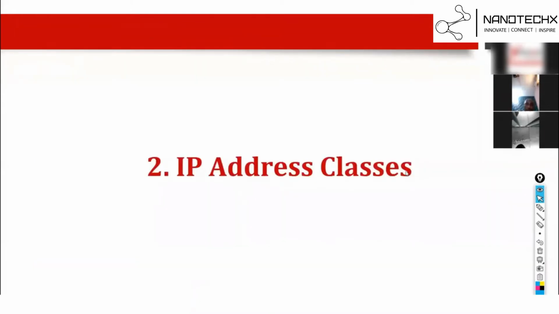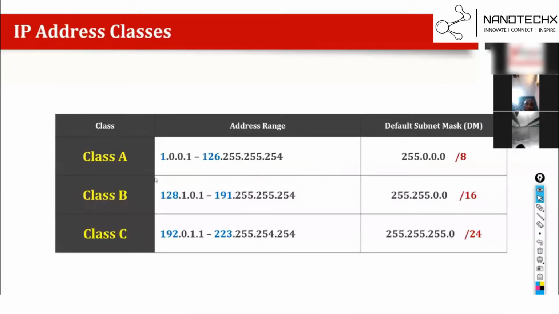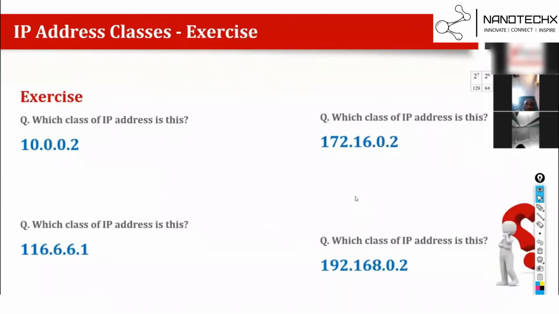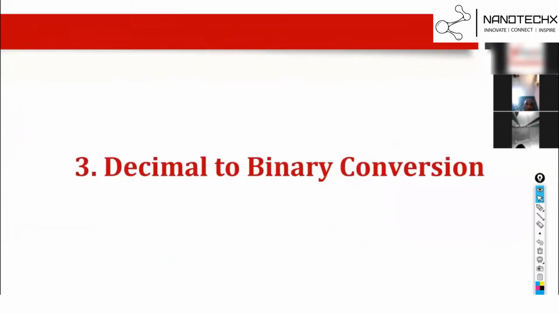Then we went through the IP address classes. There are 3: A, B, C. From the first octet, we can see if it's from 1 to 126, it means class A, and then class B and class C. It should have the default mask. If the IP address is found with any mask other than the default mask, it is called classless IP addressing. Then we went through some exercises.